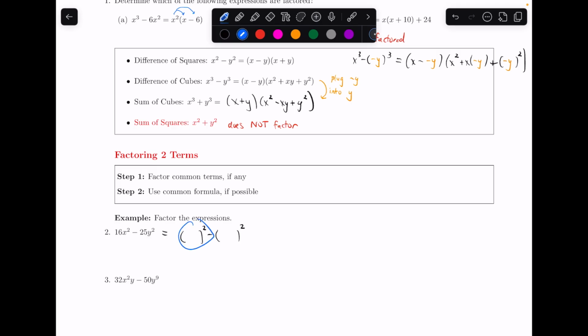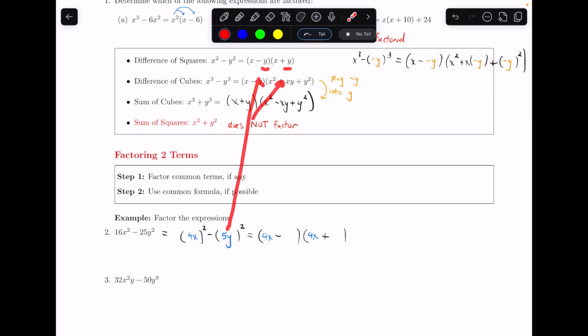So what squared is 16x to the 2? Well, it's 4x. And then what squared is 25y to the 2? Well, it's 5y. So now I'm going to use my difference of squares formula, which says I should get something minus something, and then something plus something. Where now instead of x's in the first spot, I have 4x in my problem. So I'm going to be writing 4x first. And then instead of just y's in the other spot, I now have 5y getting squared, and 5y should get plugged in. So 4x minus 5y, and then 4x plus 5y.